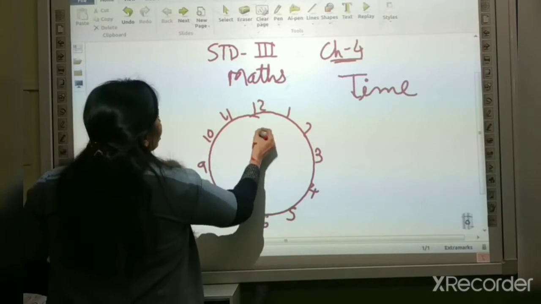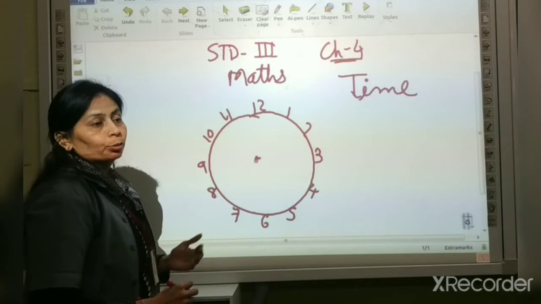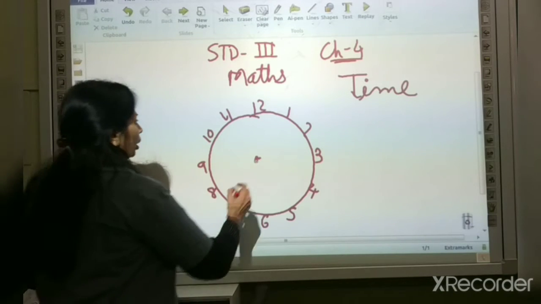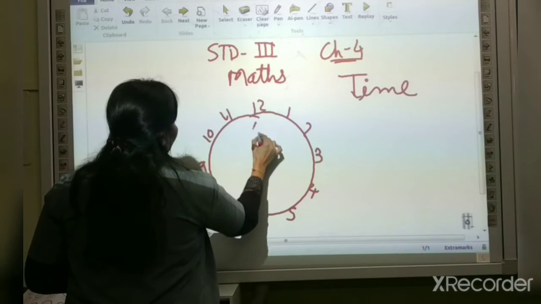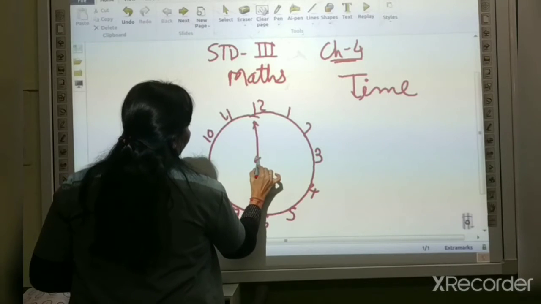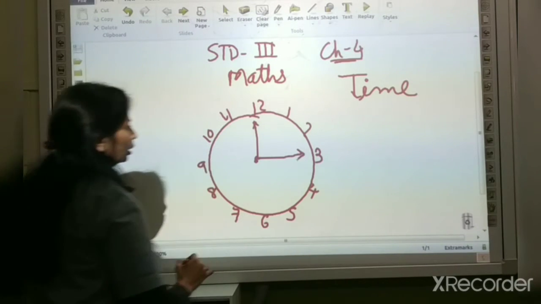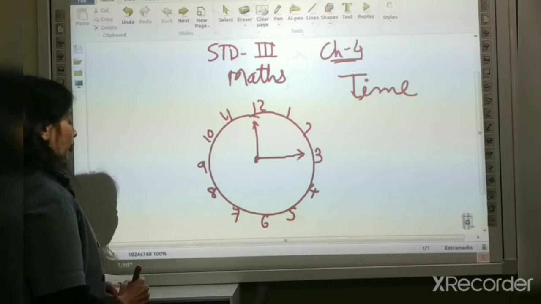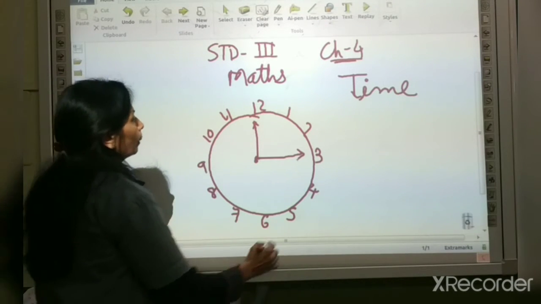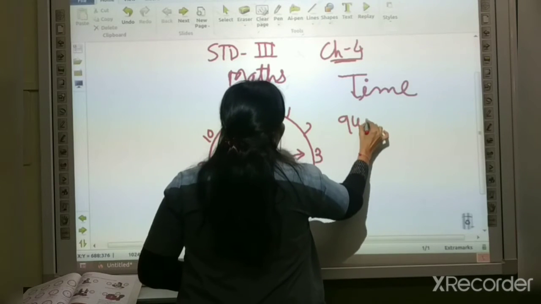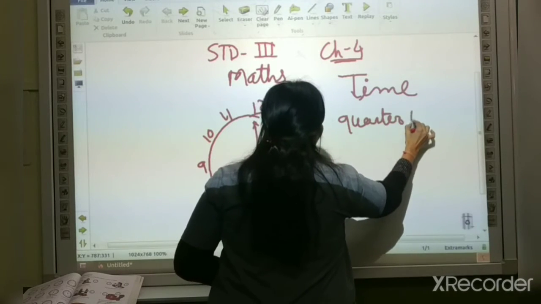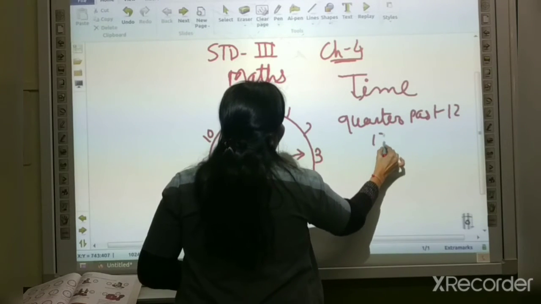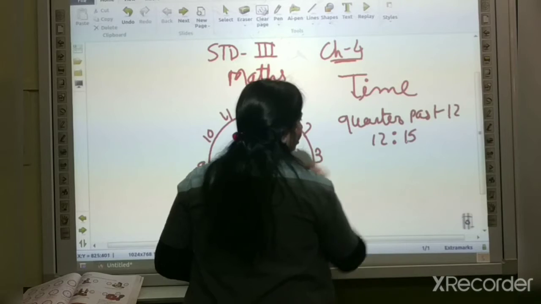Suppose small hand. You know very well, the small hand shows the hour time and the big hand shows the minute time. Right? Suppose small hand on 12 and big hand on 3. So you know very well, quarter past 12, here we write quarter past 12, and you also write 12 and 15 minutes.